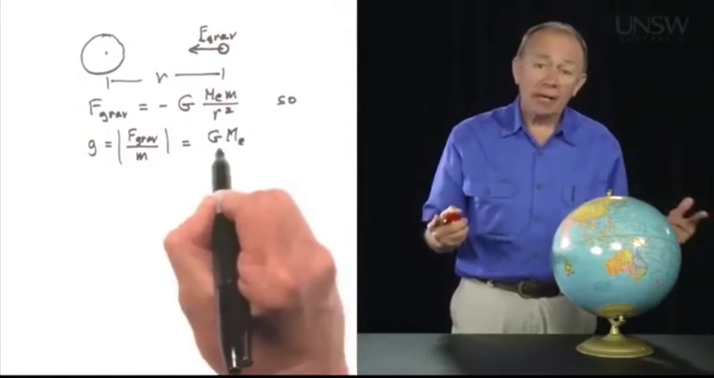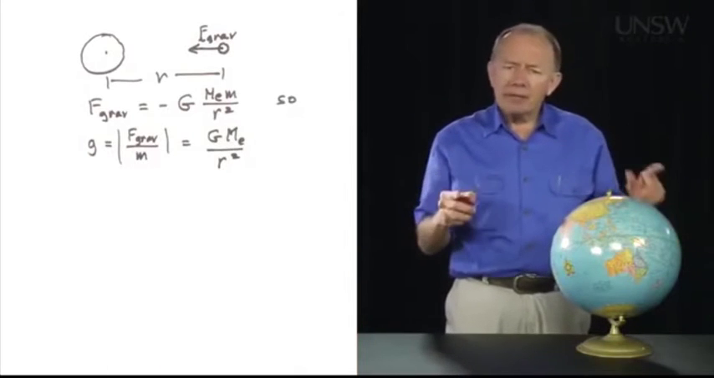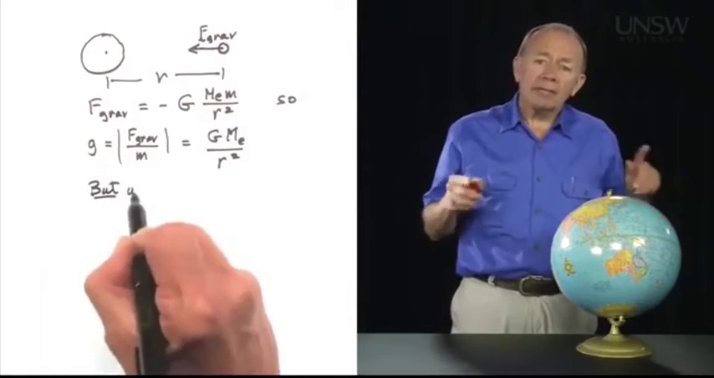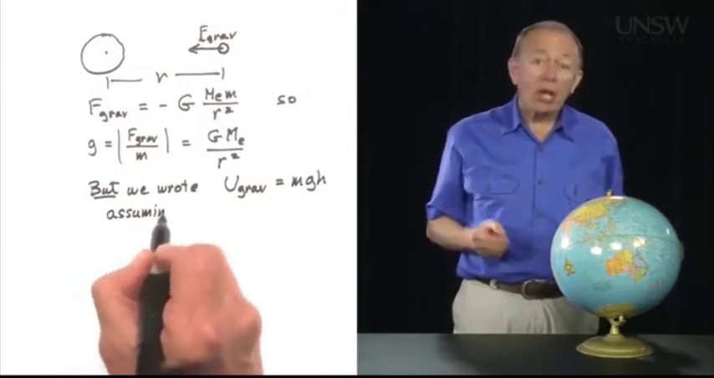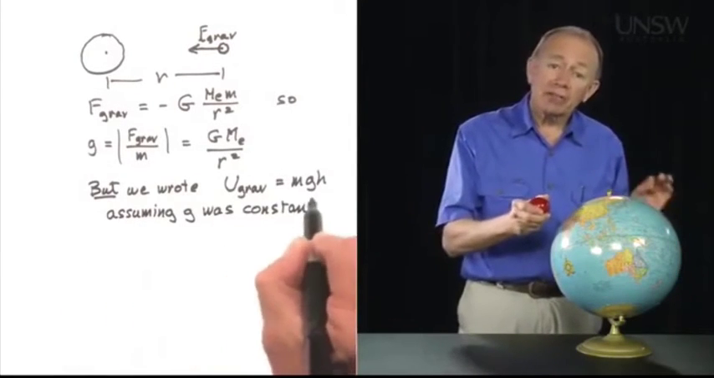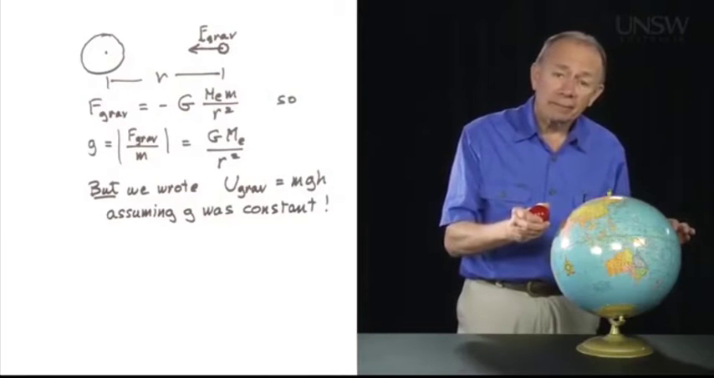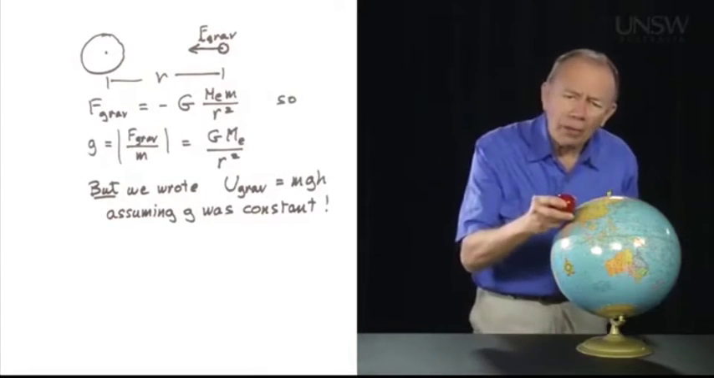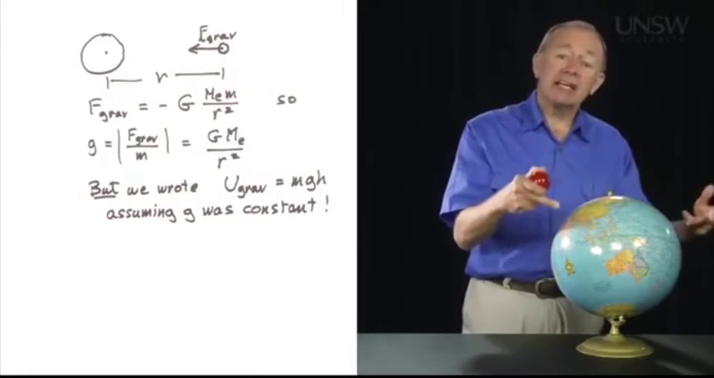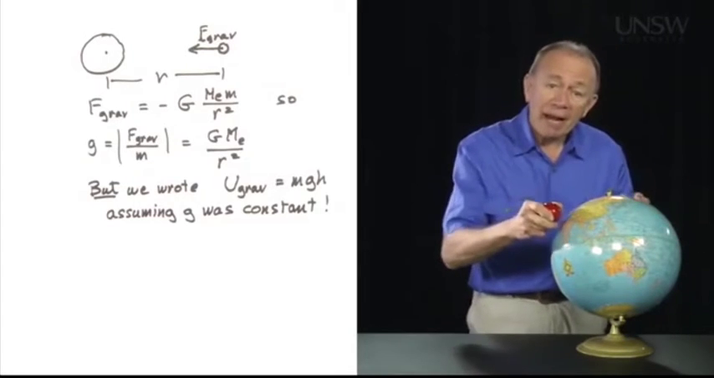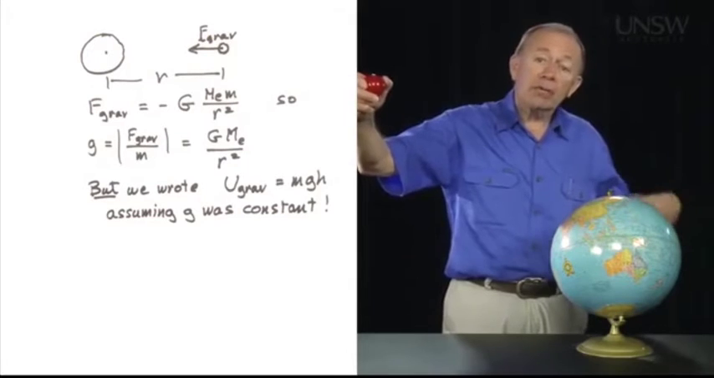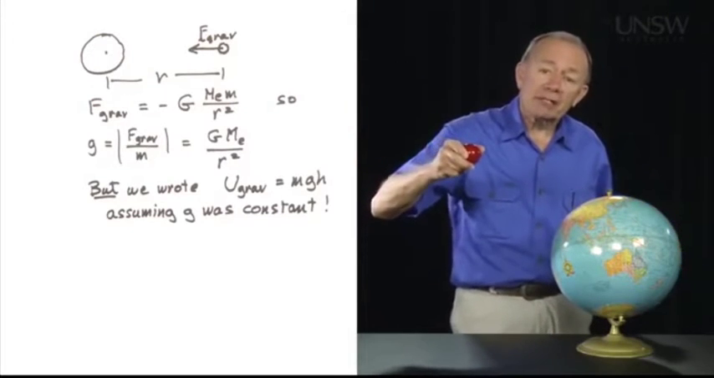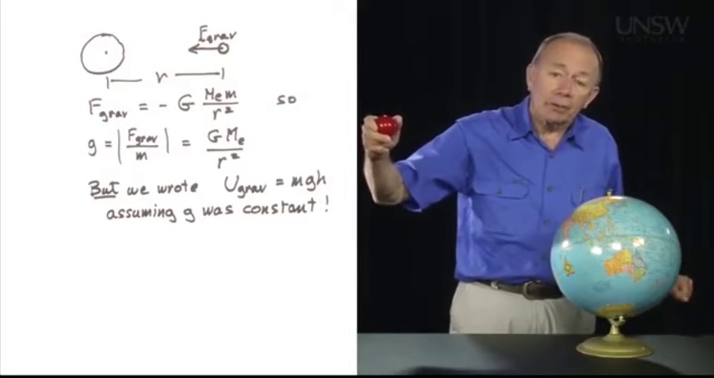Now that raises a problem. Previously, we wrote potential energy, U_grav, equals mgh, assuming that little g was constant. Well, g is almost constant if we stay near the Earth's surface, but at large altitude, the attraction gets smaller, so the potential energy rises less quickly with altitude.